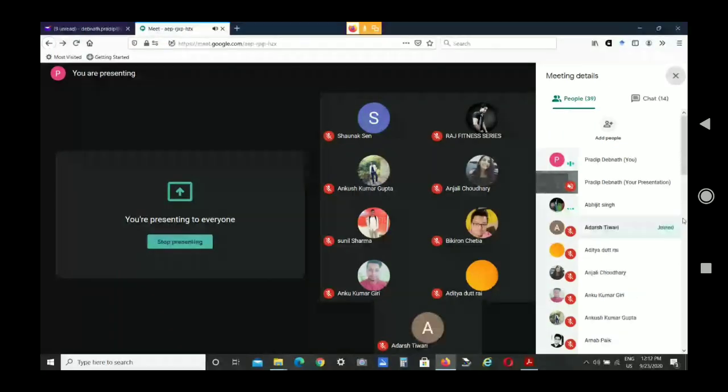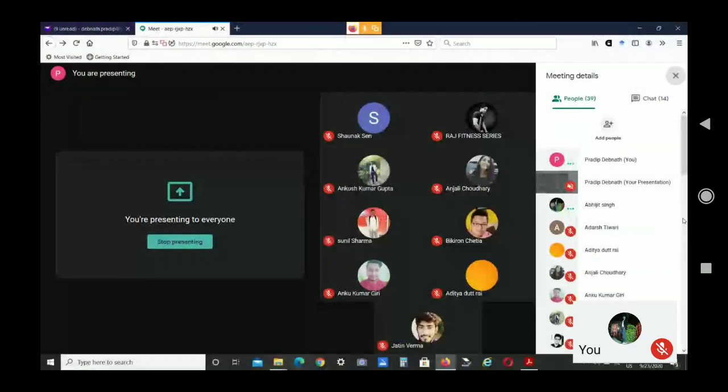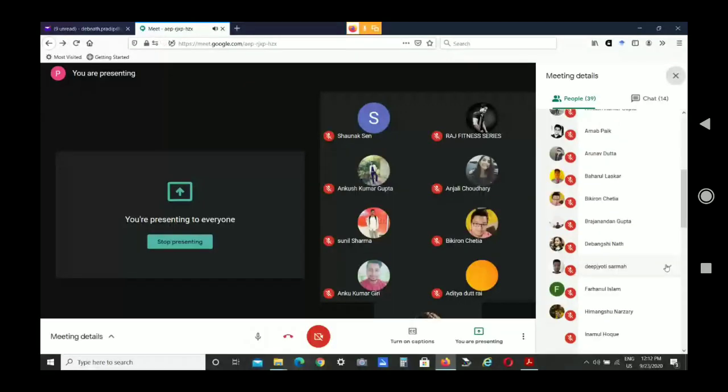Attendance. Abhijit, Aditya, Adarsh, Anjali, Anku, Ankush, Arnav.